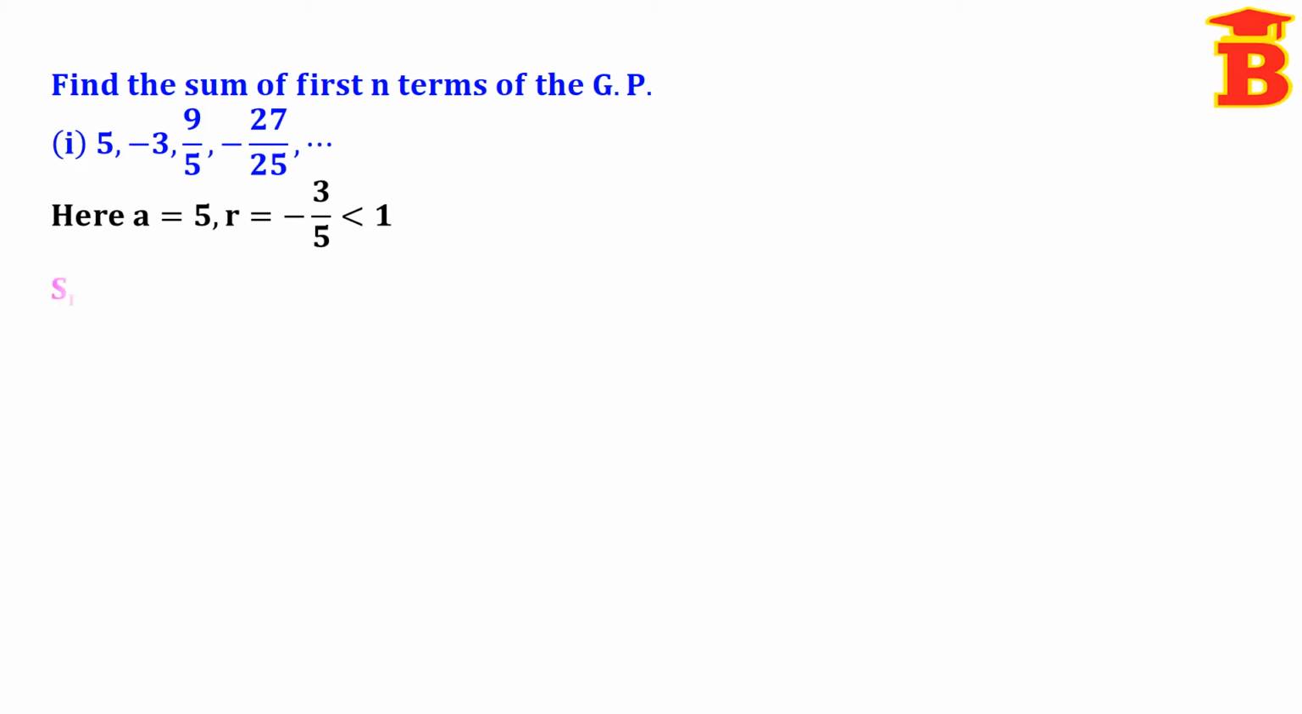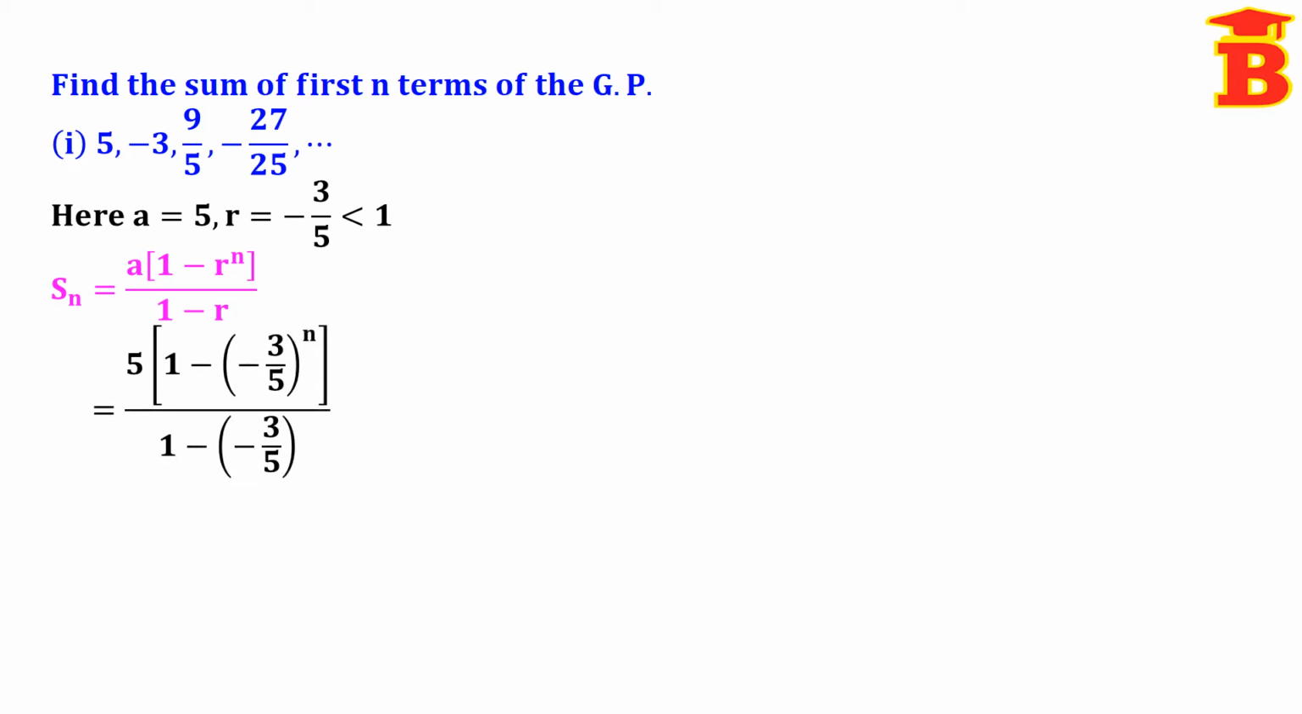So we use the formula Sn equal to a into 1 minus r power n divided by 1 minus r. Now substitute the values. This is equal to 5 into 1 minus r value, minus 3 by 5 whole power n, divided by 1 minus r value, minus 3 by 5. Now just simplify the denominator numbers only. This numerator bracket remains same. We cannot simplify this because here we have the whole power n term.